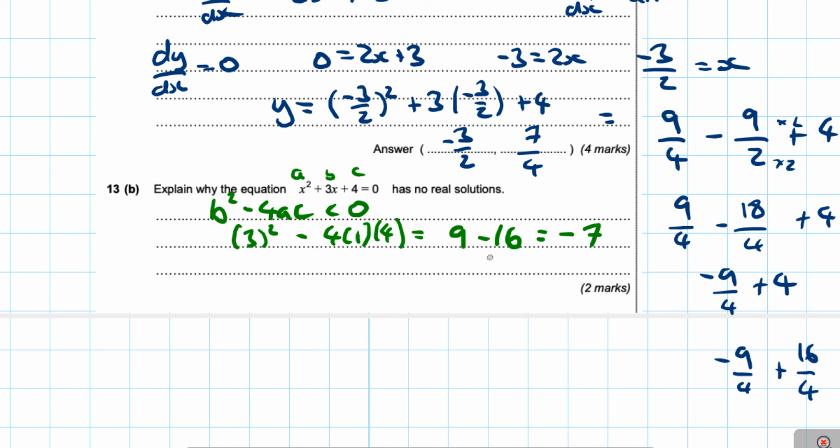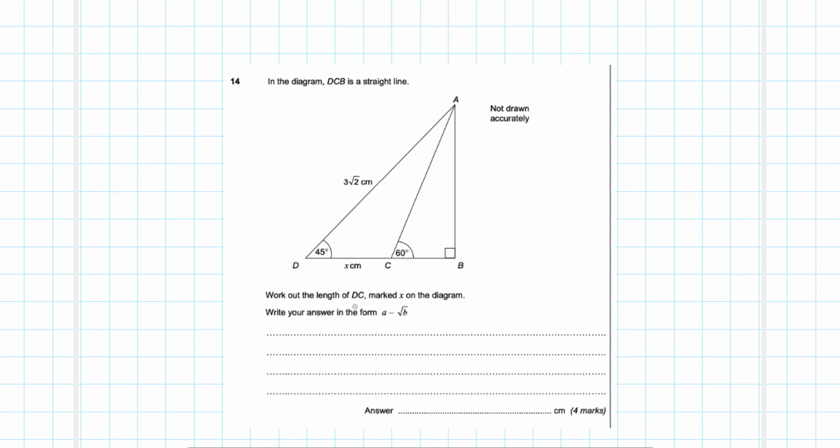So therefore, b squared minus 4ac is less than 0. So therefore, there are no real solutions. And that is it for 13b. Then question 14. In the diagram, DCB is a straight line. Work out the length of DC.